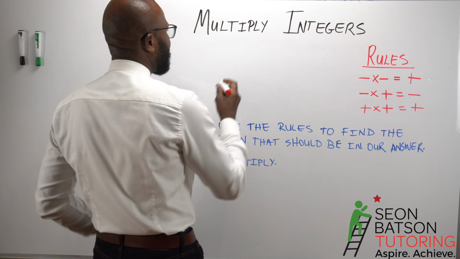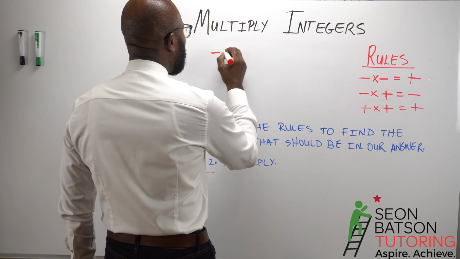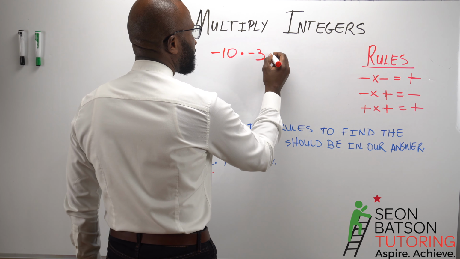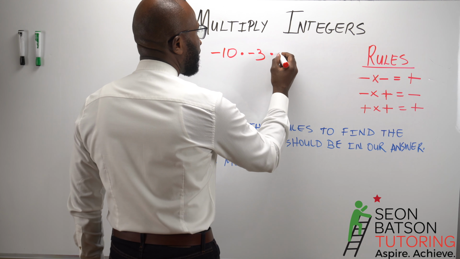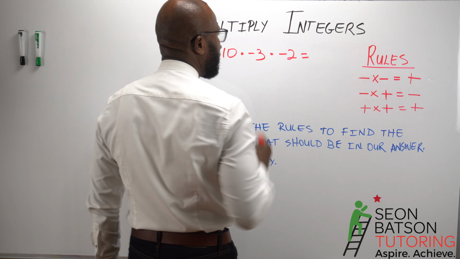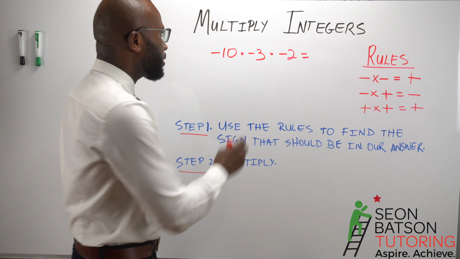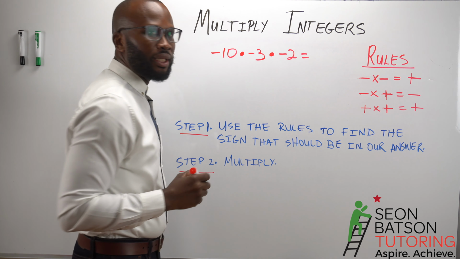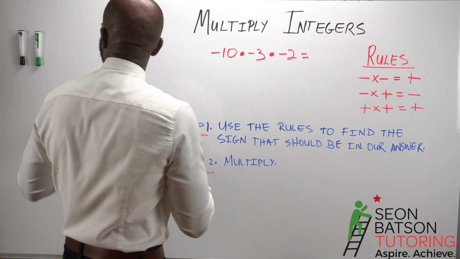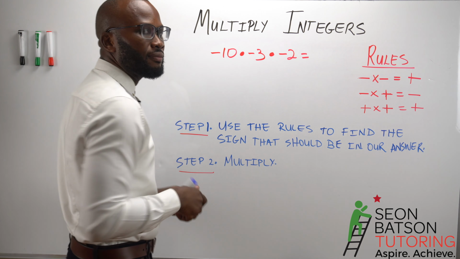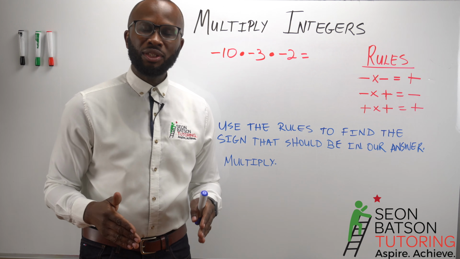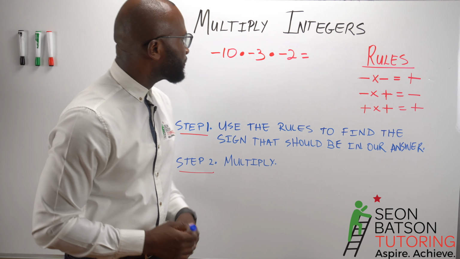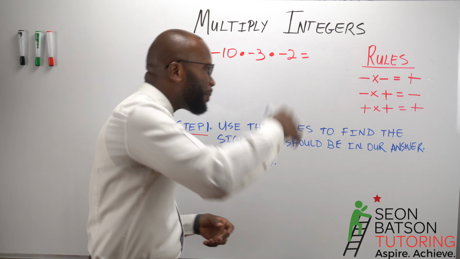All right. Let's do negative 10 times a negative 3 times a negative 2. Remember again, these dots in the middle here are multiplication signs as well. All right, so you are going to pause the video. Give the problem a try, and then you will come back to see if we get the same answer. Go ahead.